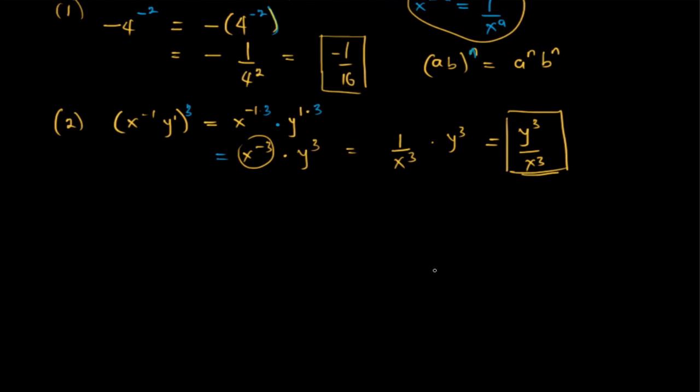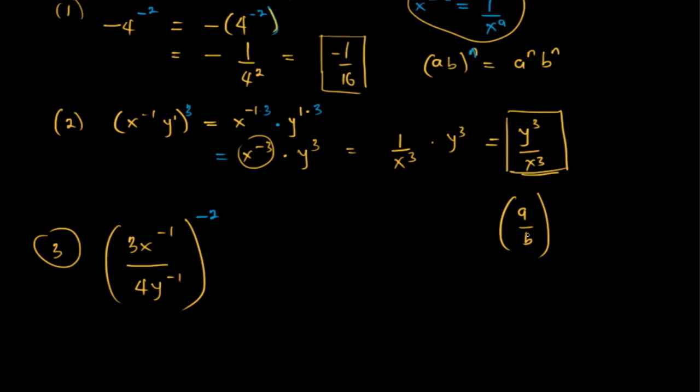So let's solve one more example. Now here we have 3x to the power -1 divided by 4y to the power -1, now all to the power -2. Now to solve this, I'm going to lay credence to one of the laws of exponent that says if you have a all over b to the power n, now this is going to give you a to the power n divided by b to the power n. So it's just like you're multiplying 1 times n, you get n, 1 times n, you also get n. So that's the same thing we're going to do here.